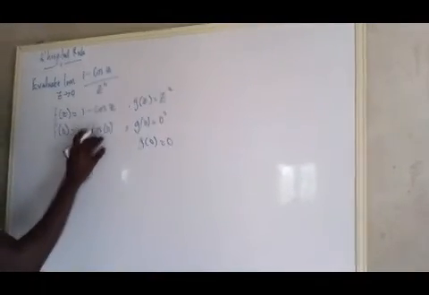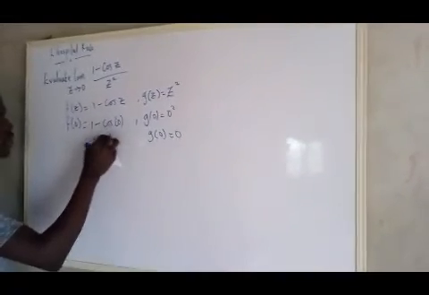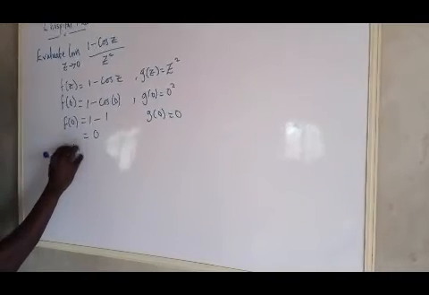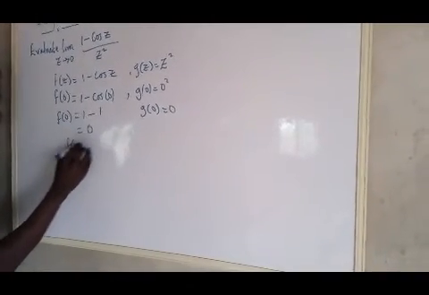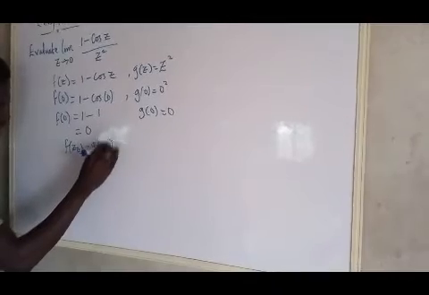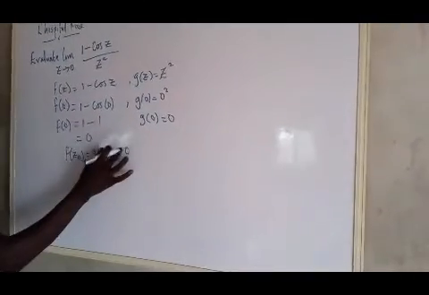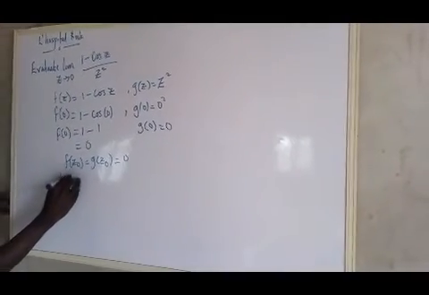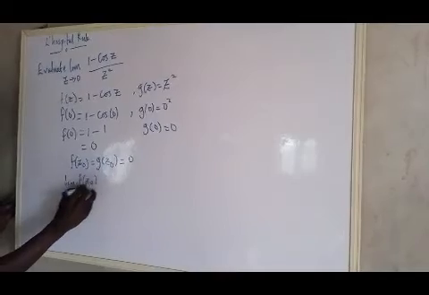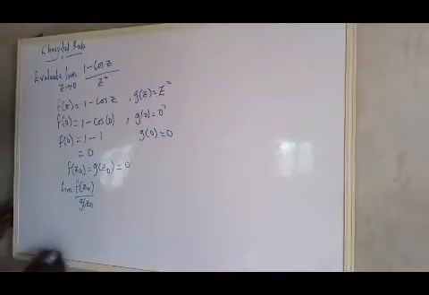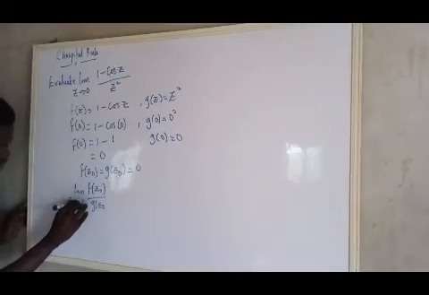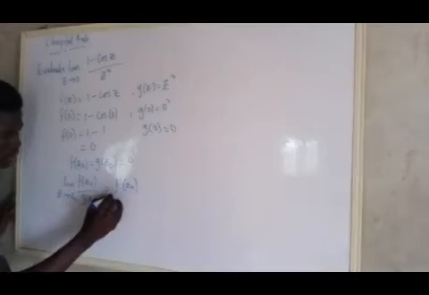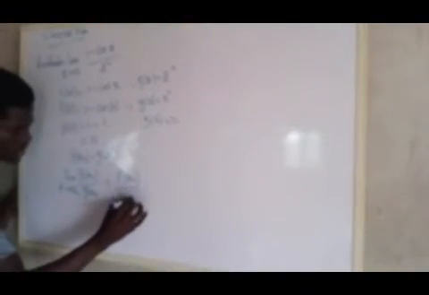My 1 minus cos 0, if you punch your calculator, cos 0 will give 1. So my f of 0 is equal to 0. So now you can see that here your f of z naught, which is 0, is equal to your g of z naught, and they are both equal to 0. So in this case where you are getting 0, what do you do next? You go further by saying the limit of f of z over g of z as your z tends to z naught should be equal to f prime of z naught over g prime of z naught.